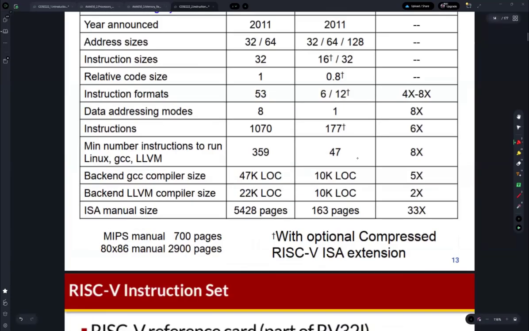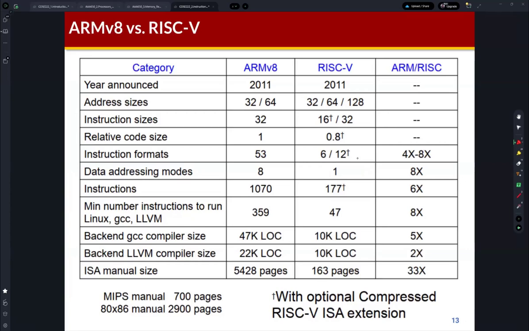So this table just compares ARM and RISC-V. ARM is also a RISC-type ISA, announced in 2011 as ARMv8, and then there is RISC-V. Here you can find the ISA manual size. Even though ARM is a RISC-type ISA, ARM has a longer history. If an ISA has a longer history, it means that the ISA includes many new instructions.